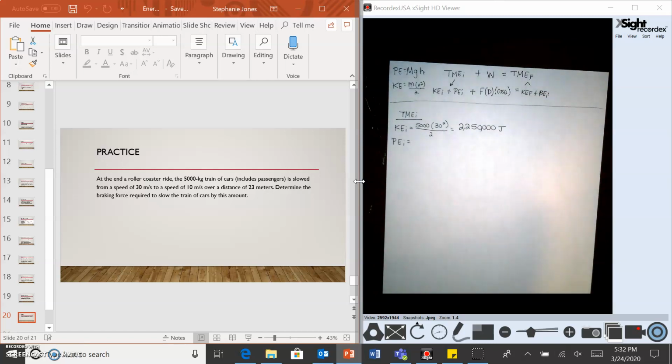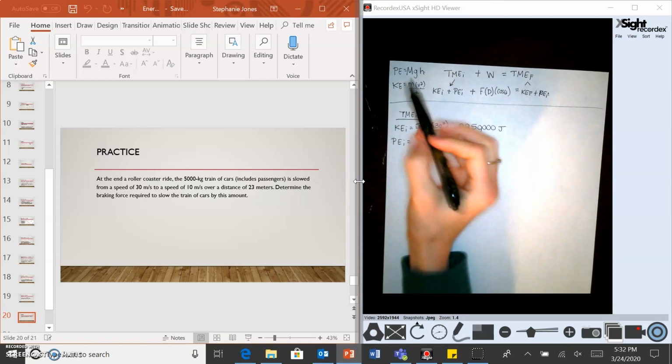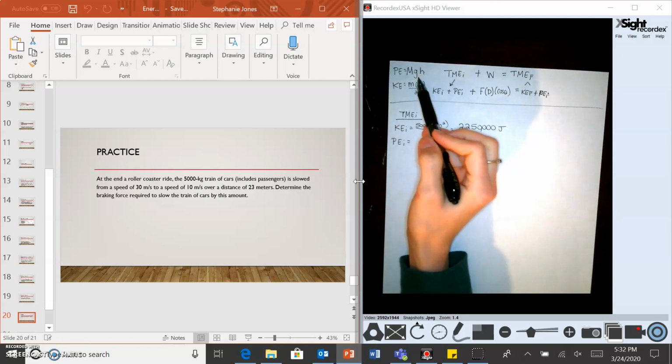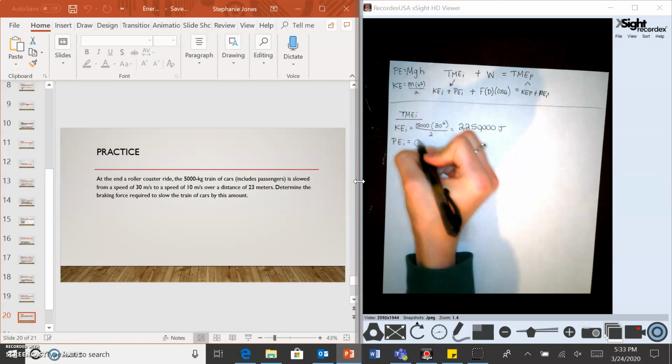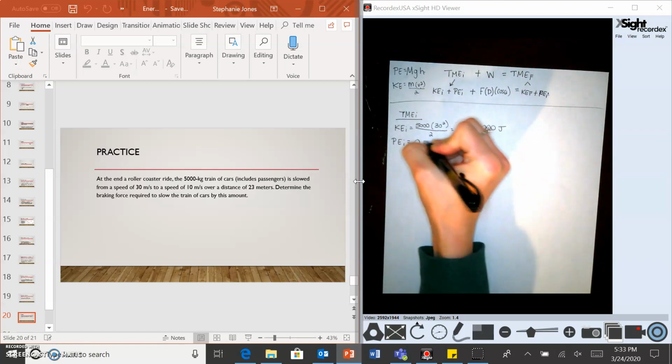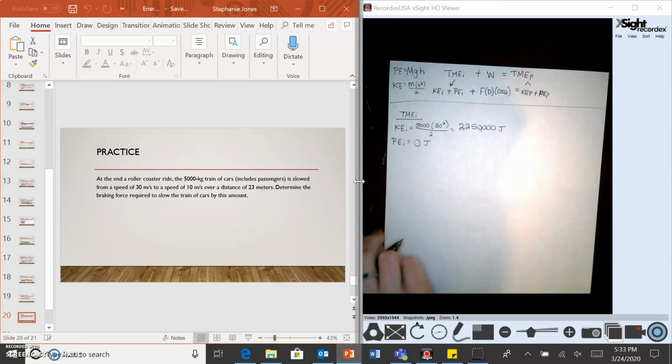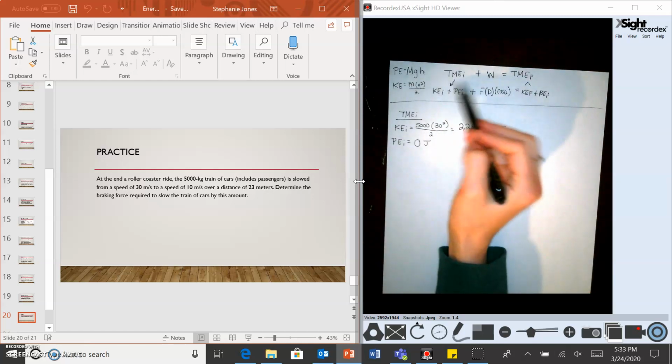So 2,250,000 joules of kinetic energy initially. And then we need to look at potential energy. It does not give us the height, or it does not tell us the roller coaster is elevated. So it does not give us a height. We just assume that the potential energy is 0. So anything times 0 is 0. This roller coaster has 0 joules of potential energy initially. So we found this part of the formula.